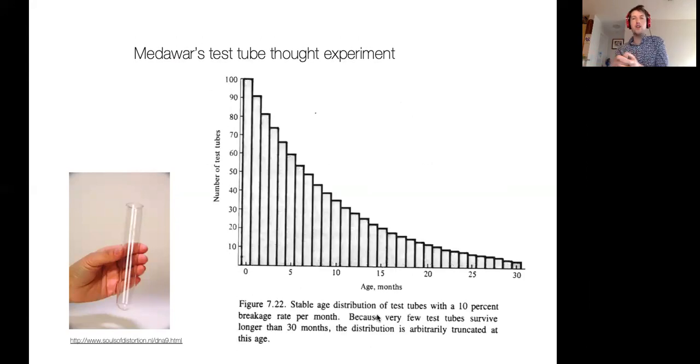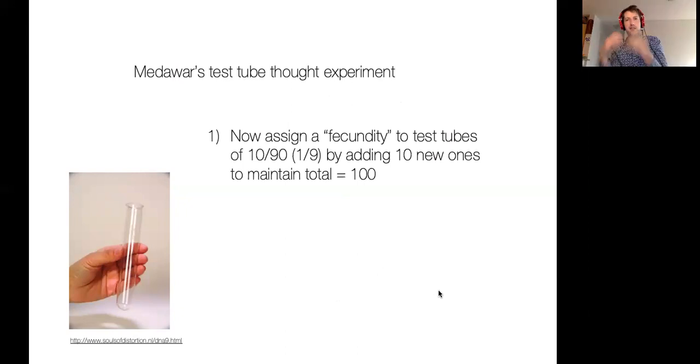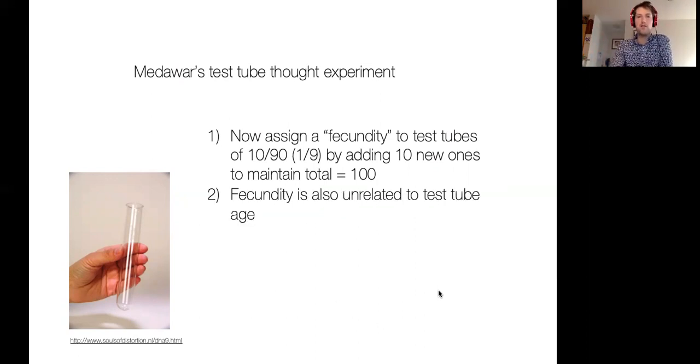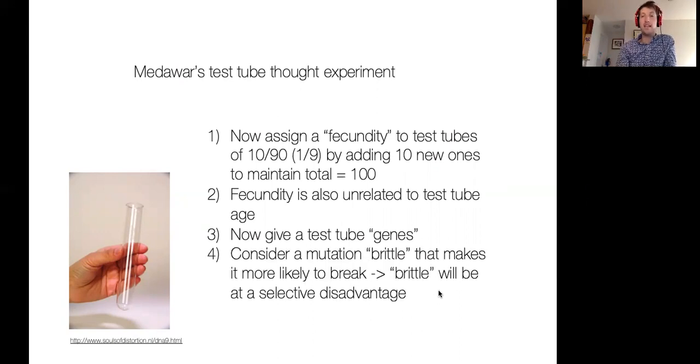And so in this scenario, you're going to get an age distribution of test tubes that looks something like this. You have a lot of test tubes that are young and some test tubes that are old, that have been used for many months. So the thought experiment goes like this. Now let's assign some sort of fecundity to test tubes so that they have a stable test tube population. Let's make them little replicators. This fecundity is unrelated to test tube age, and we can even imagine giving these test tubes genes. And consider a mutant test tube gene called brittle that makes it more likely to break.